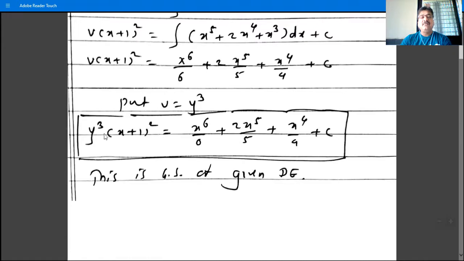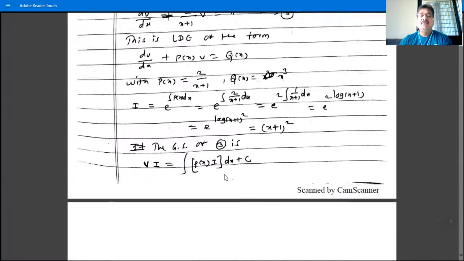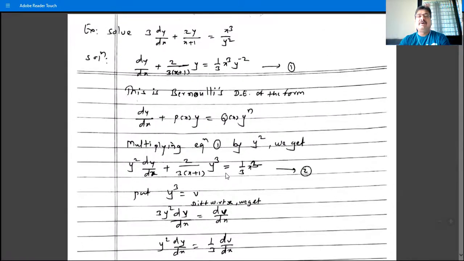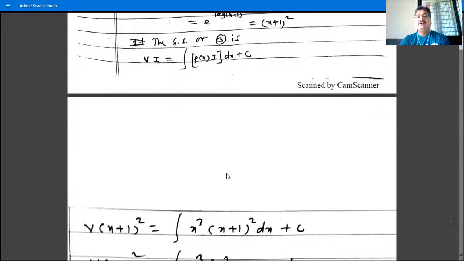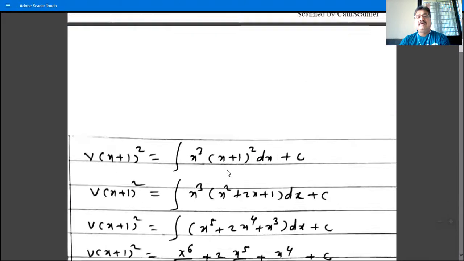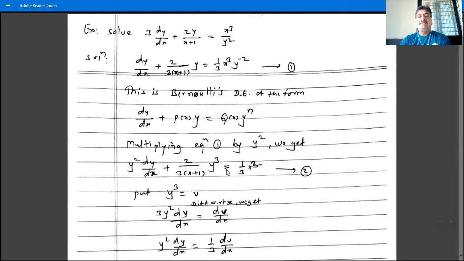So we have y cube into (x plus 1) whole square on this side as it is, and this is the general solution of the given differential equation. So this is the problem on Bernoulli's differential equation, and we solve it similar to a linear differential equation.